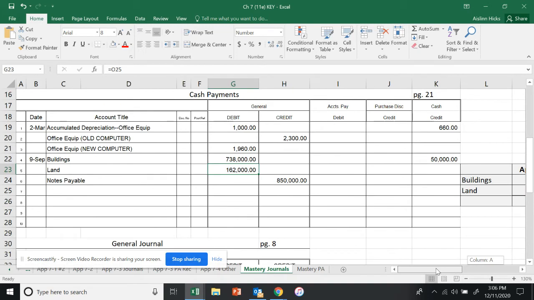Then this is where it gets really cool. I put $50,000 down in cash. That's the down payment. And then how did I pay for the rest? I took out a loan, which is a note. Okay.